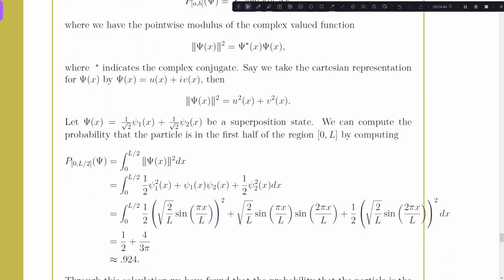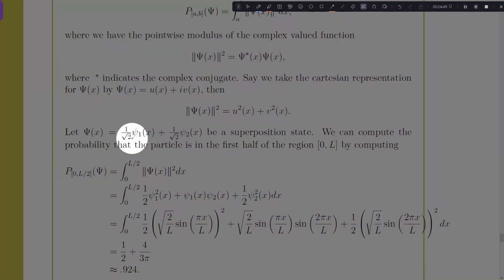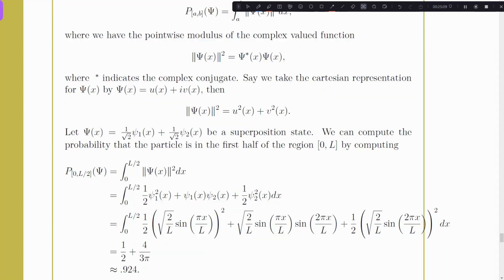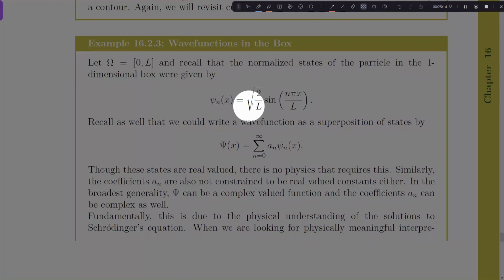So let's actually perform one of these calculations. It's a little bit ugly, so I wouldn't worry too much about this. Let's assume these are now eigenfunctions. They're orthonormal eigenfunctions, so they have norm 1 under the integral. Let's assume that our wave function is described as 1 over root 2 times the first eigenfunction plus 1 over root 2 times the second eigenfunction. Those eigenfunctions, if I recall, are just these sines. So I let n equal 1 and take 1 over root 2 times that, and then I let n equal 2 and take 1 over root 2 times that.